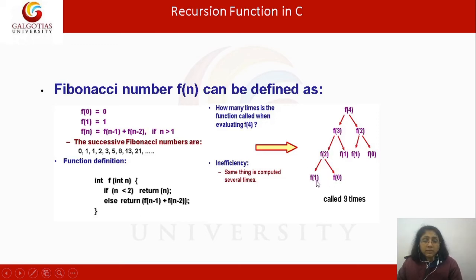Once it gets Fibonacci 1, it will return 1. For Fibonacci 0, it will return 0. And subsequently, at each function call, you will get the value in the upward direction, and you will be able to compute Fibonacci 4. Therefore, as you have seen here, your function will be called 9 times.